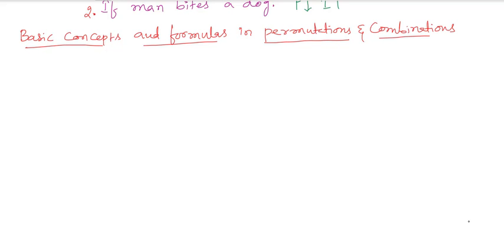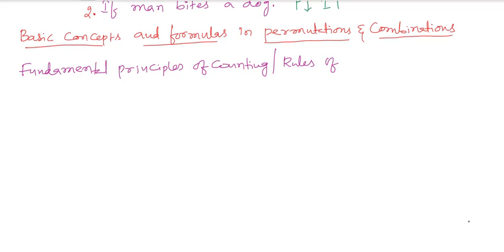To understand this, first I have to give you the fundamental rules or fundamental principles of counting. The fundamental principles of counting are simply called the rules of counting. To understand this, let me take a simple example. Suppose I have some dots on the board. Let me take these dots. I'm just taking these simple things.